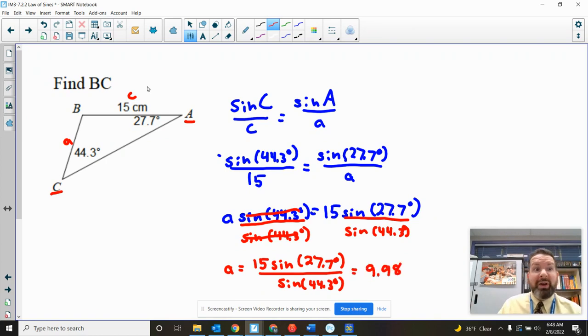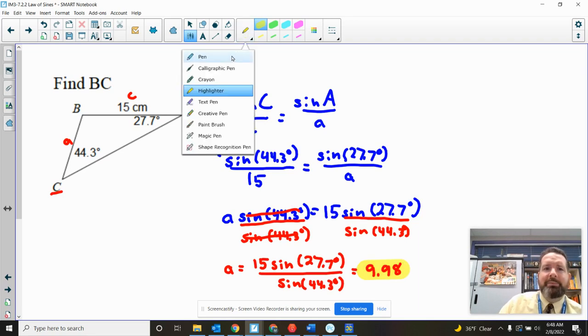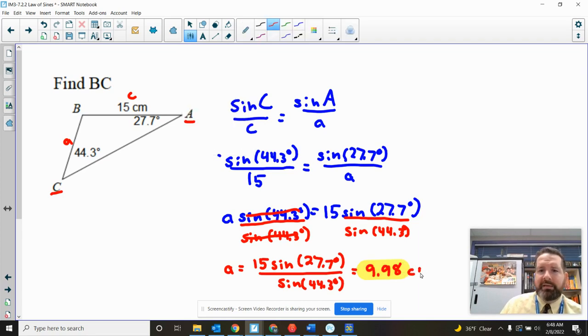Right now, because there were no rounding instructions, I chose the hundredths. Nothing super magical about it. Okay, so that side length BC is about 9.98, and the unit would be centimeters.